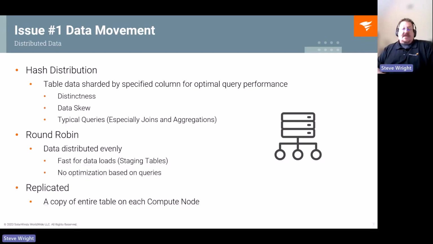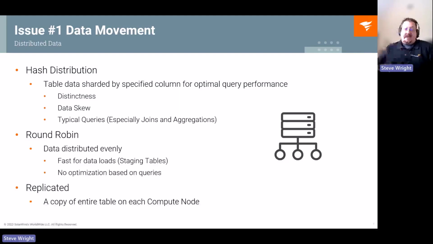Especially for staging tables, a common strategy is to load the data quickly into these staging tables using the round robin distribution. And then based on your workload analysis, you can determine, okay, maybe I've identified an ideal hash key to redistribute that data, and then run a CTAS, a create table as select, taking that data in the round robin table and redistributing it based on the new key that you discovered will improve performance.